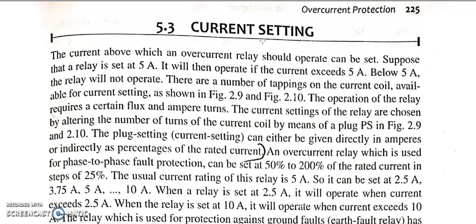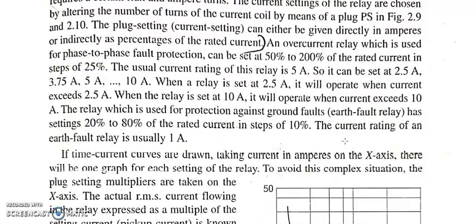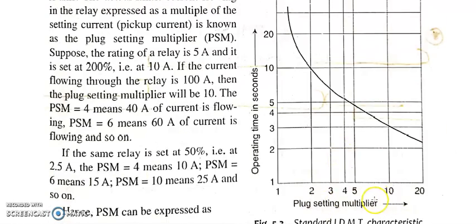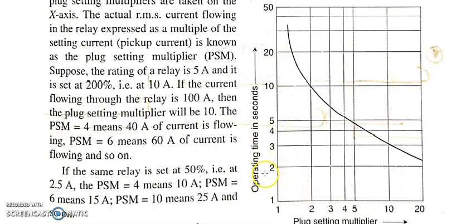So if we plot time current curves, on the x-axis we are going to write the plug setting multiplier. This is a logarithmic scale, and on the y-axis we are going to write the operating time in seconds. So this is also an inverse time characteristic. There will be one graph for each setting of the relay. Say if you are setting 25% of the rating of the relay, or 50%, or 60%, then the curves will be different. They will not overlap. Depending upon the settings, you will get numerous graphs.